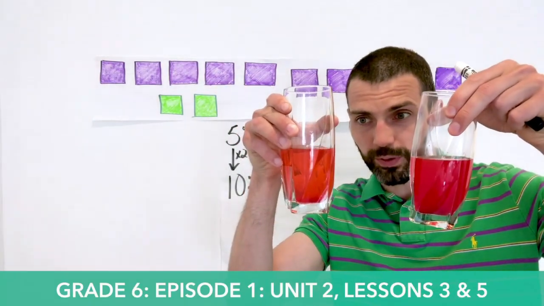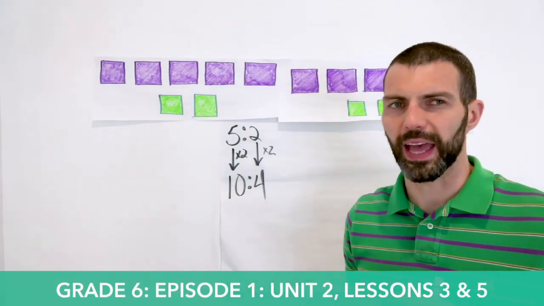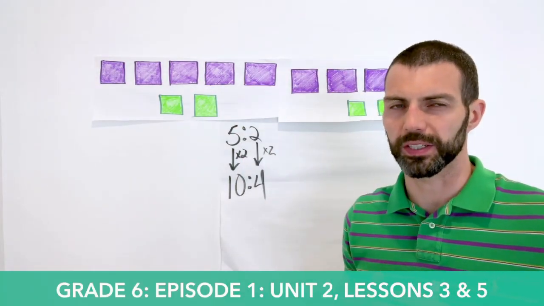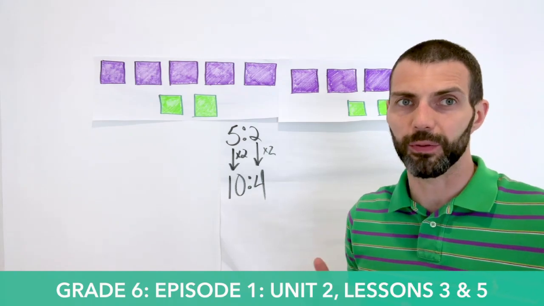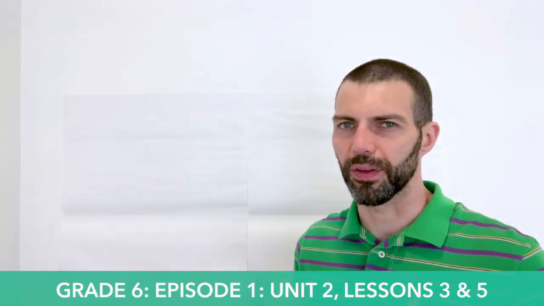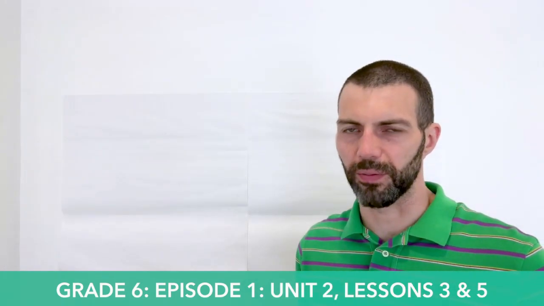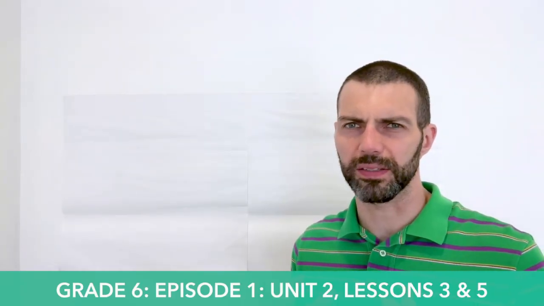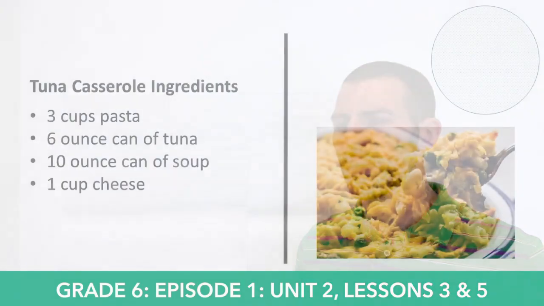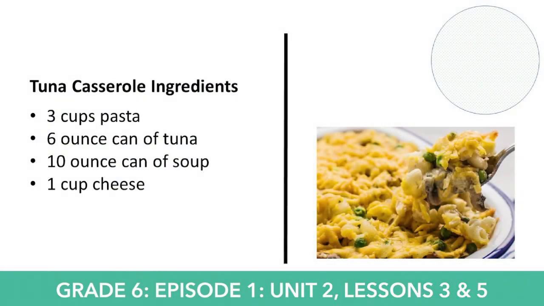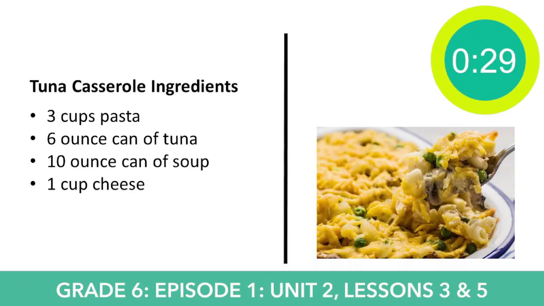Remember my drink example? We'll continue to add to our understanding of equivalent ratios by considering yet another recipe. We're going to consider the ratios of ingredients in my recipe and how to adjust them to make different size batches. So here we have the ingredients in order to make my delicious tuna casserole. Go ahead and take 30 seconds to jot those down.